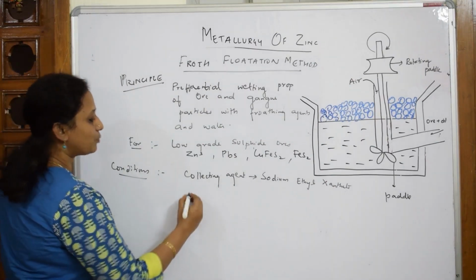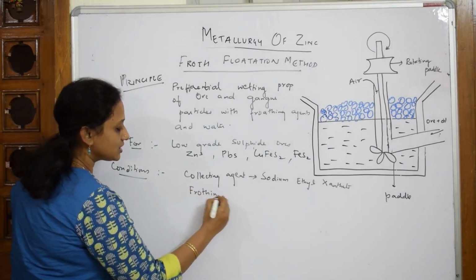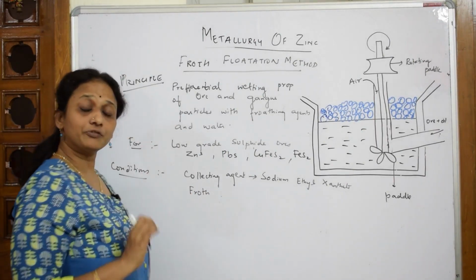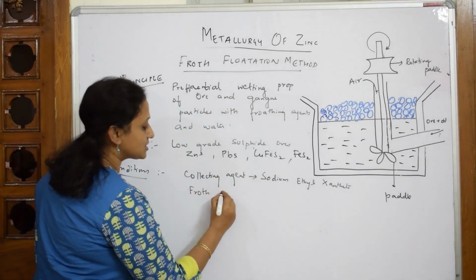Now, next important thing, we are going to add a very important agent, that is froth. Let us write froth first. This is better. We are going to add three types of frothing agents. One is your froth stabilizers.